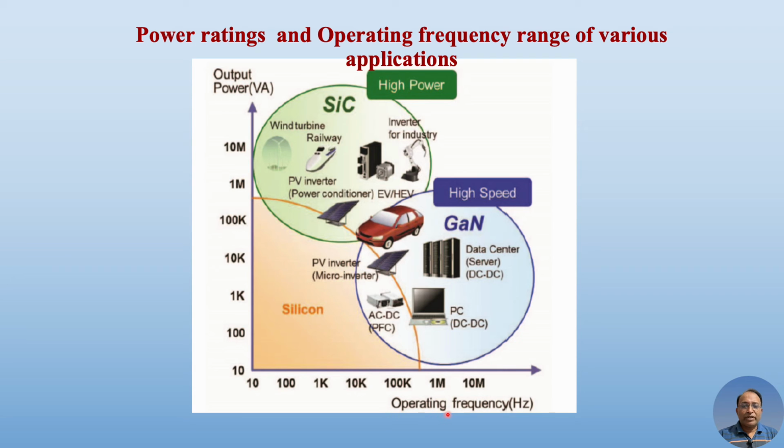This operating frequency is not the power supply operating frequency, rather it is the switching frequency, how fast the power electronic transistors from silicon carbide or gallium nitride turn on and turn off as per the requirement of the application. So this is a complete range. Please observe here that this complete range of power and frequency is divided into three areas.